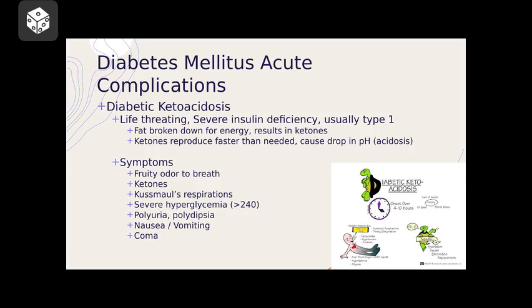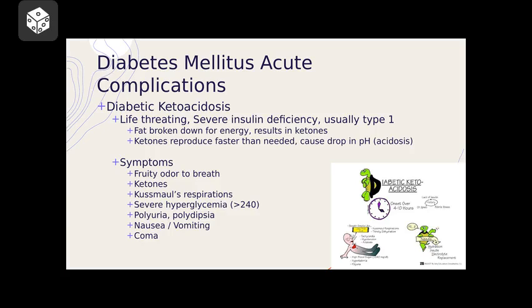You'll see severe hyperglycemia. So blood sugars are generally greater than 240. Because of that really high blood sugar, you're going to start to see that polyuria and polydipsia. You may see nausea and vomiting, and it can actually lead to a coma if your blood sugars get too high. To treat DKA, it's pretty easy.